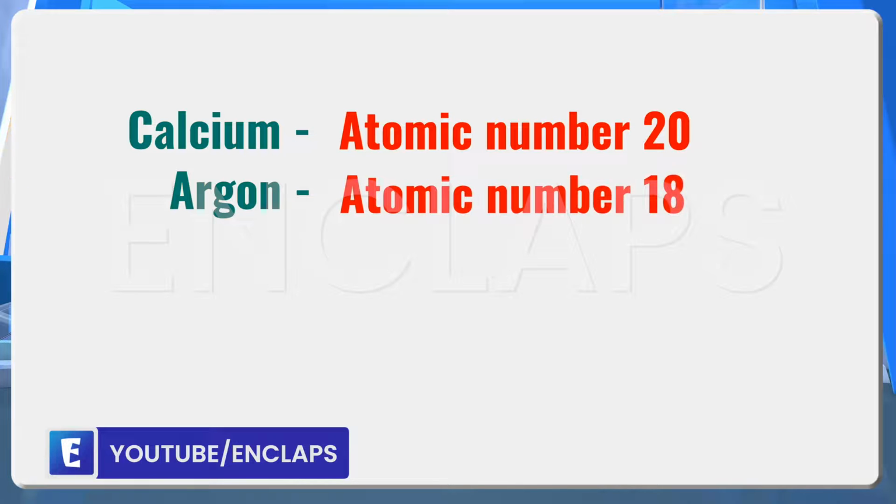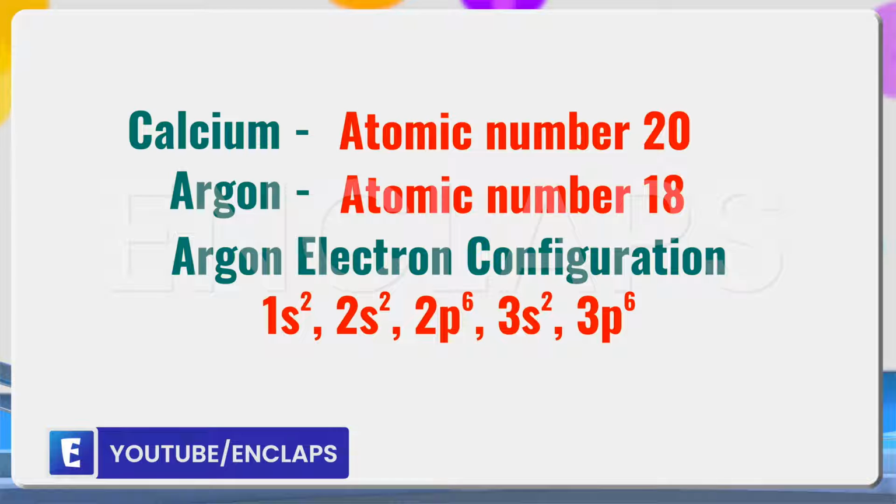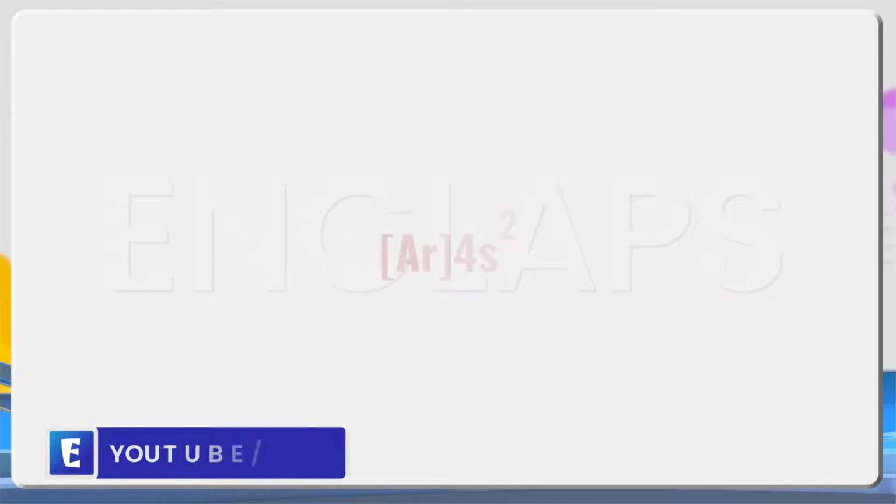18. So how can we write the subshell electronic configuration of argon? 1s2, 2s2, 2p6, 3s2, 3p6. So the simplified subshell electronic configuration of calcium can be written as argon 4s2. Okay. So in a similar way, we can write the simplified subshell electronic configuration of any element with the help of the nearest noble gas configuration coming prior to that element. Now I will show you how to write the simplified subshell electronic configuration of the first 30 elements in the periodic table.